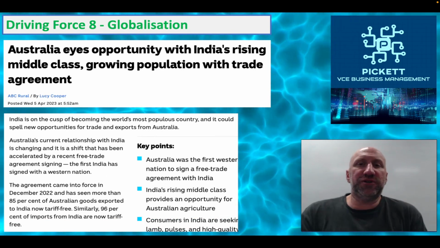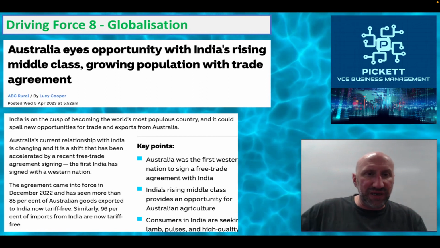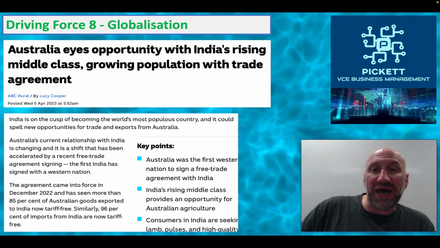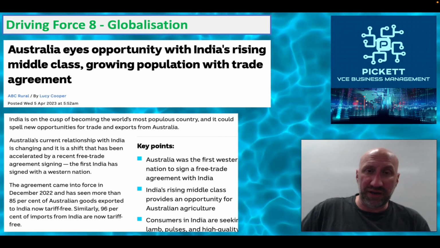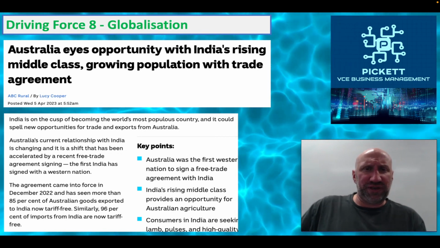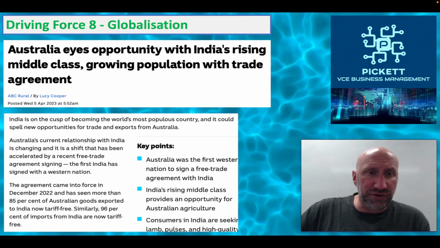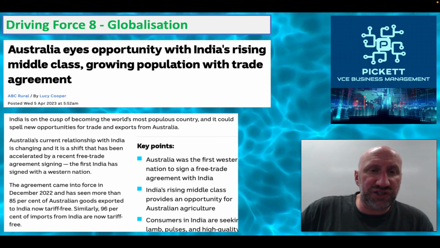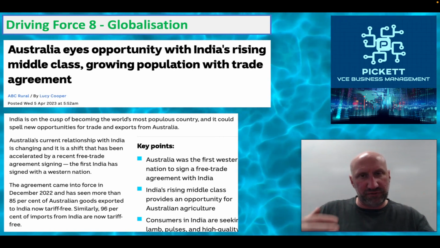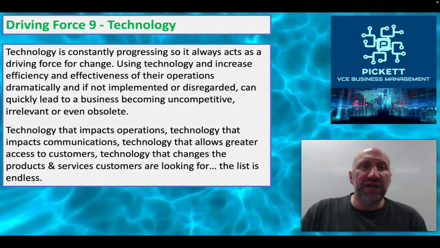Here, Australia eyes opportunity with India's rising middle class and growing population with a trade agreement. So now we're also looking to do more trade with India. India's on the cusp of becoming the world's most populous country. I think it might even have become that since 5th of April 2023, if my 7 and 10-year-old sons are anything to go by. I'm sure they told me that it had overtaken. But either way, it's close. So Australia's current relationship with India is changing, shifted and accelerated by a recent free trade agreement signing. So again, we've got a recent free trade agreement with India, which is going to encourage more trade between those two nations.